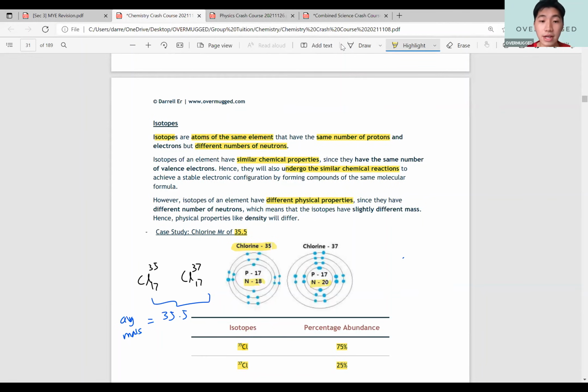Why? You can see very clearly it's 18 versus 20, so they actually have different numbers of neutrons. Different number of neutrons means my mass is different. So things like your density and other physical properties would differ.